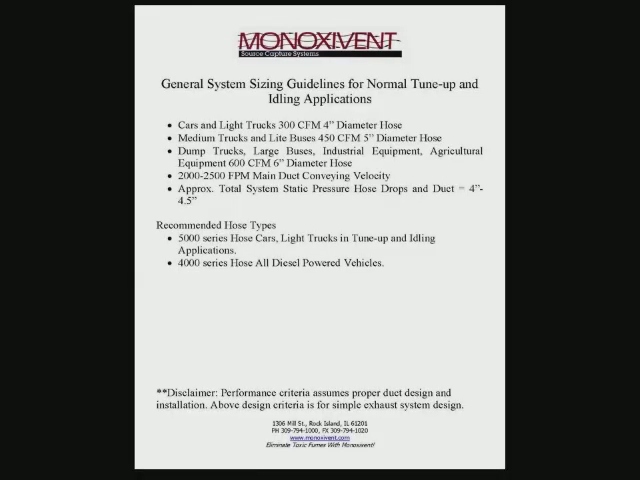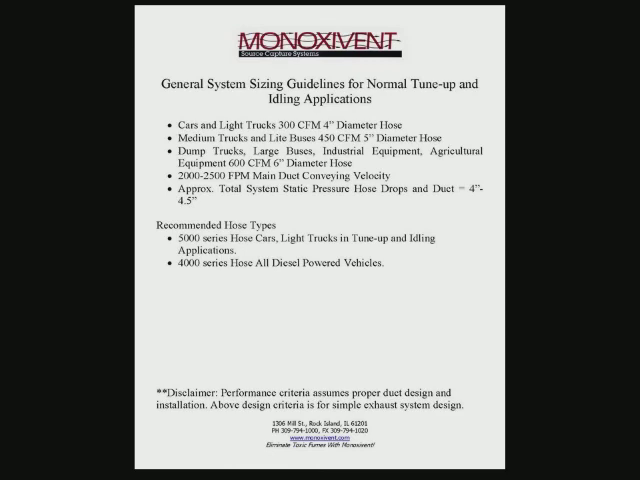So kind of wrapping things up here, looking at what we talked about today: cars and light trucks, 300 CFM, medium trucks, 450, larger trucks, 600. The velocity that we want to run, 2,000 to 2,500 feet per minute, is pretty consistent all the way through, no matter what type of vehicles we're working on.